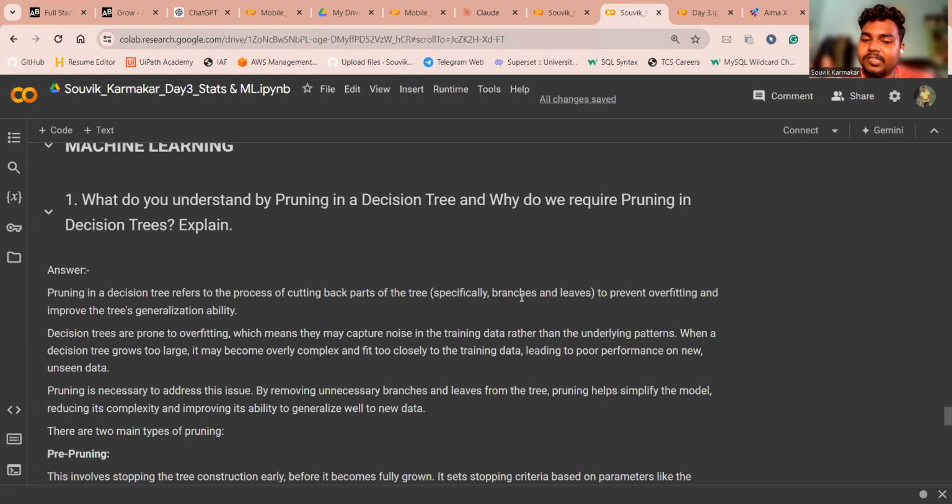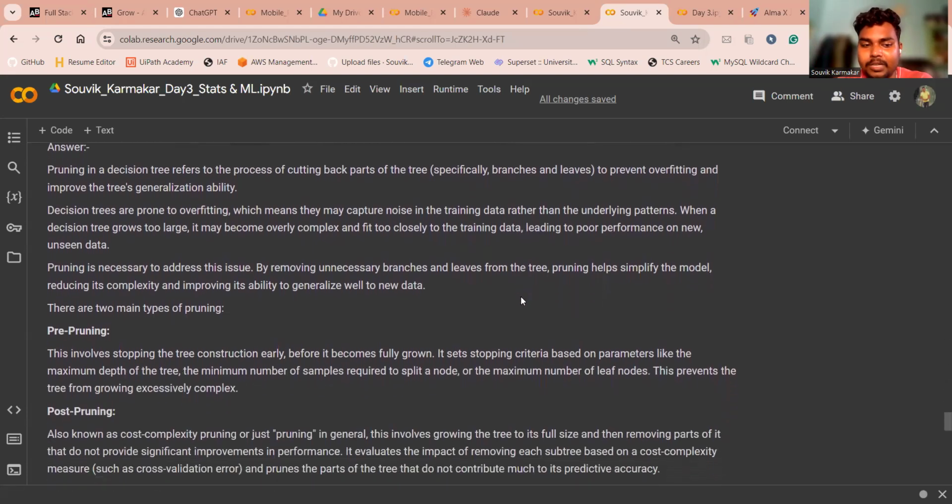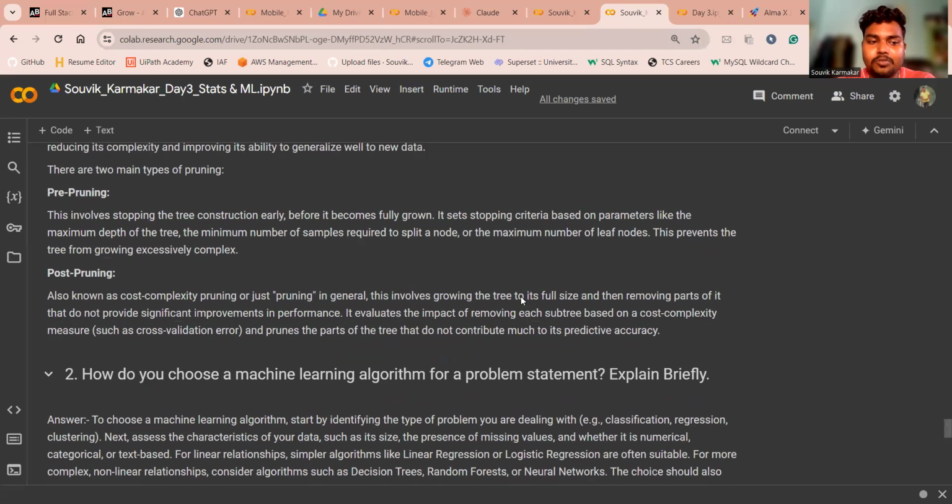By removing the unnecessary nodes or branches, we can deal with this issue. Pruning, in a simple sentence, helps us to simplify the model and reduce its complexity, and also improves the ability to generalize well to new or unseen data. There are two types of pruning: one is pre-pruning and the other is post-pruning.